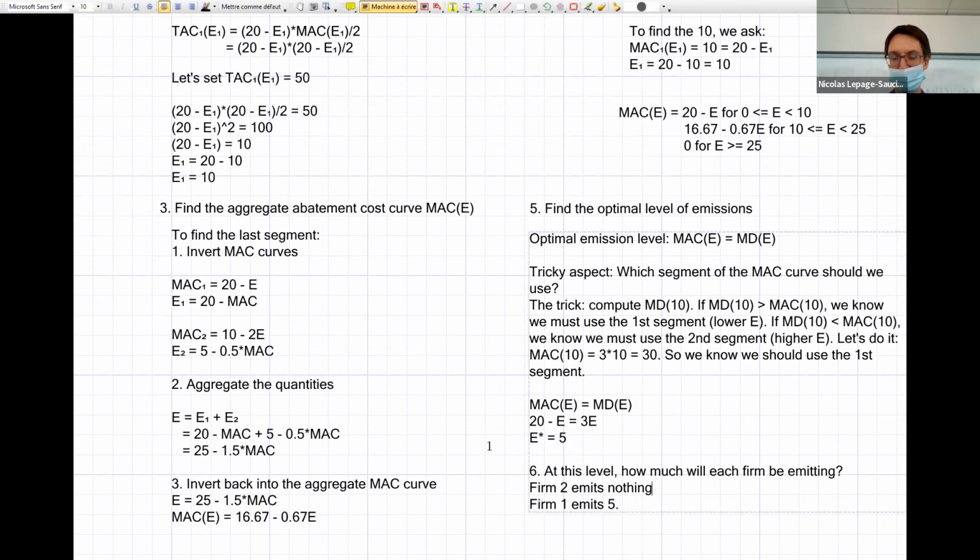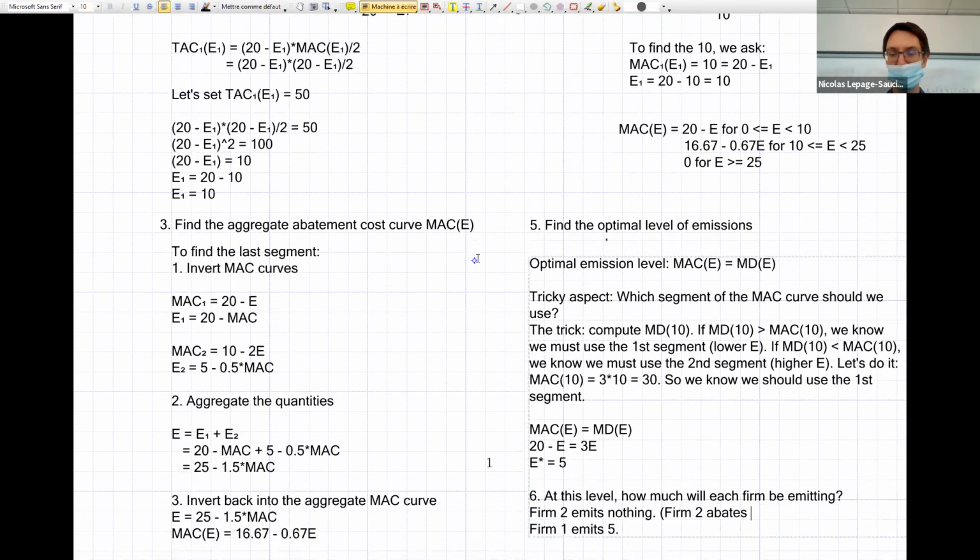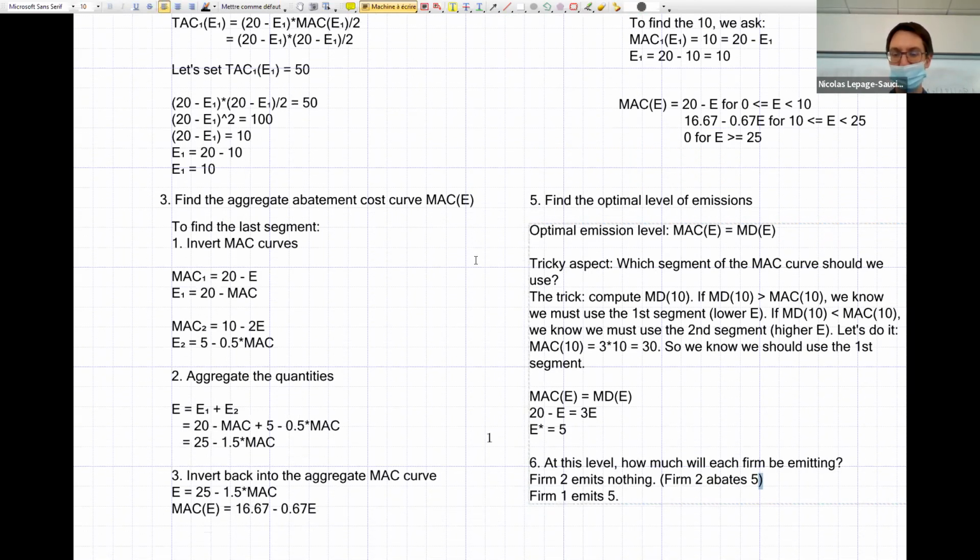And we can say then that firm 2 abates 5 minus 0, so abates 5. And yes, as you just said, firm 1 abates 20 minus 5. I could do other stuff, but that's good enough as a first pass of an exercise.